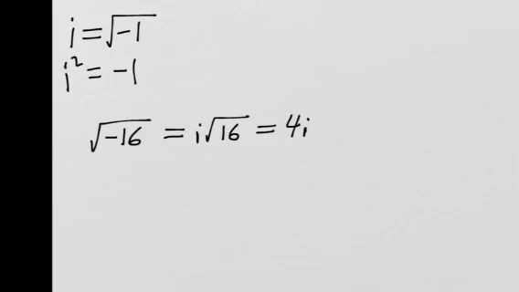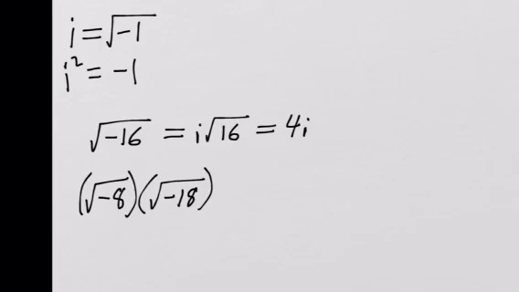And we can do this with some more advanced stuff, like if I took the square root of negative 8 and multiplied it by the square root of negative 18. Now this is something to be careful with. We cannot, like we did with the real numbers, just multiply negative 8 and negative 18. That rule only applies to square roots of real numbers.